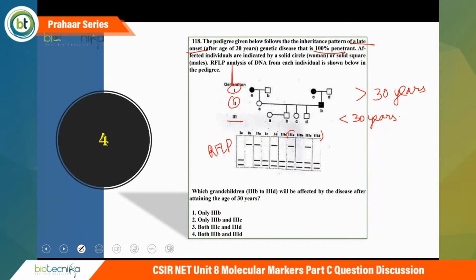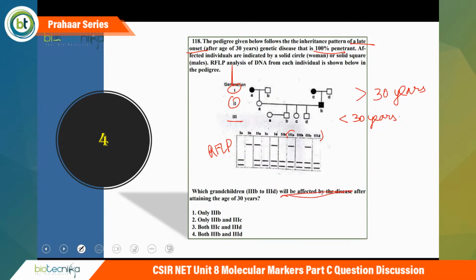So we are getting this information. Here we are doing the molecular analysis. We have taken out the DNA. Even though the phenotype is not formed, if the disease causing allele is there, then it will form a particular pattern. That is what we want to determine from this molecular marker mapping, to find out if those individuals have a risk of developing the disease after the age of 30. So you have to find out from 3A to 3D, who will be affected by the disease.